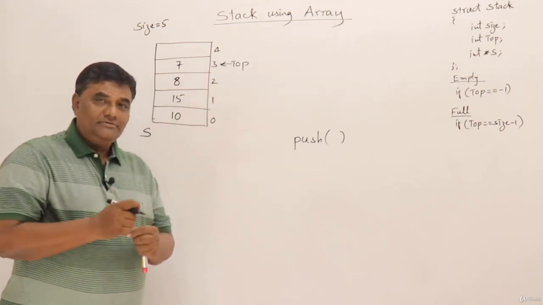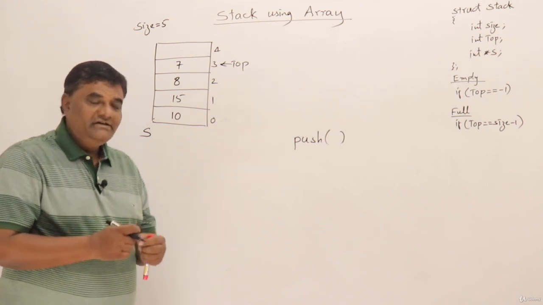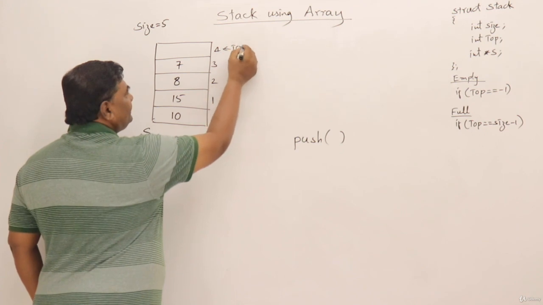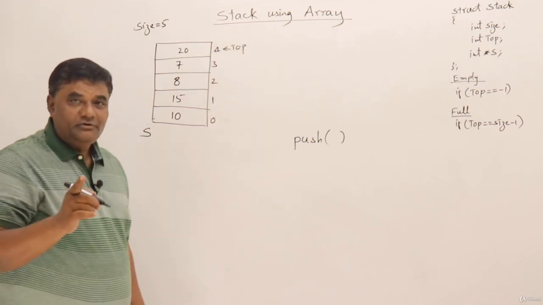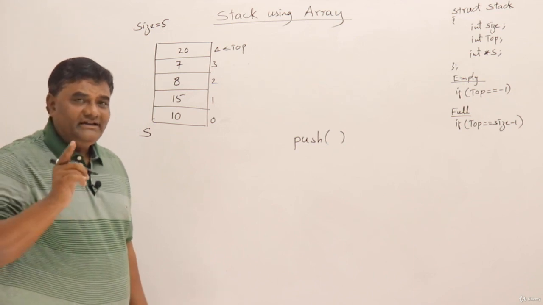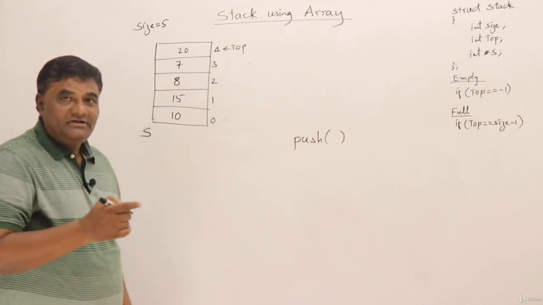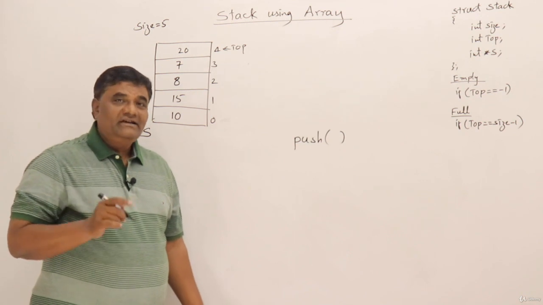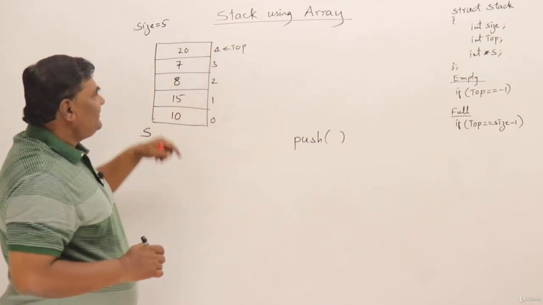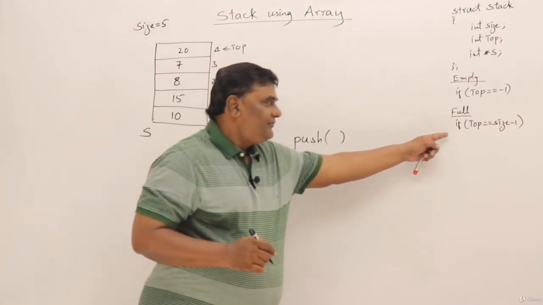I want to insert one more value, that is 20. So yes, increment the top pointer and insert the value 20. Now this is important. I want to insert one more value, 25. Can I insert? Is there any free space available? No, there is no free space. I cannot insert because top is equals to 4. 4 is what? Size minus 1. So it means stack is full.